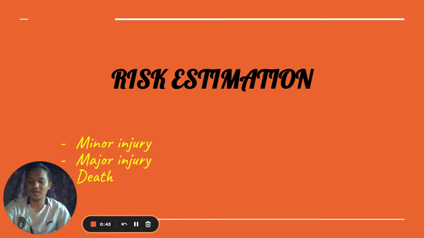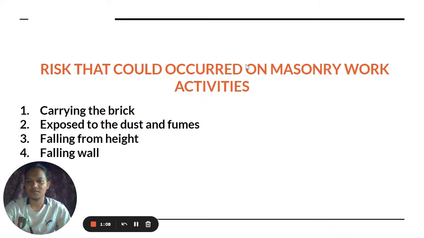So for my part of the assignment on occupational safety and health, I am going to tell you about the risk estimation. I separate the risk estimation into 3 degrees of injuries. First is the minor injuries, secondly is the major injuries, and the last one is death. Risks that could occur in masonry work activities include carrying the brick, exposure to dust and fumes, falling from height, and the falling wall.